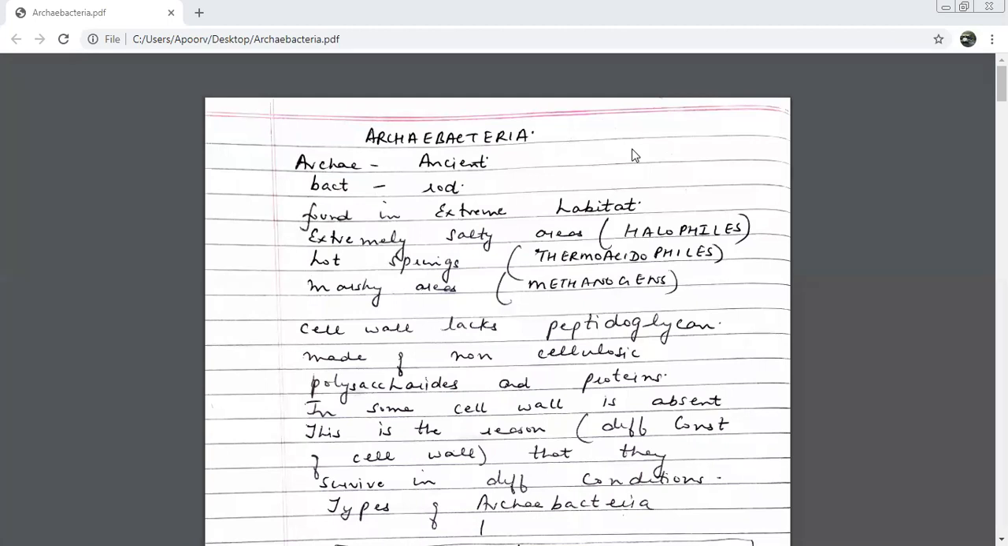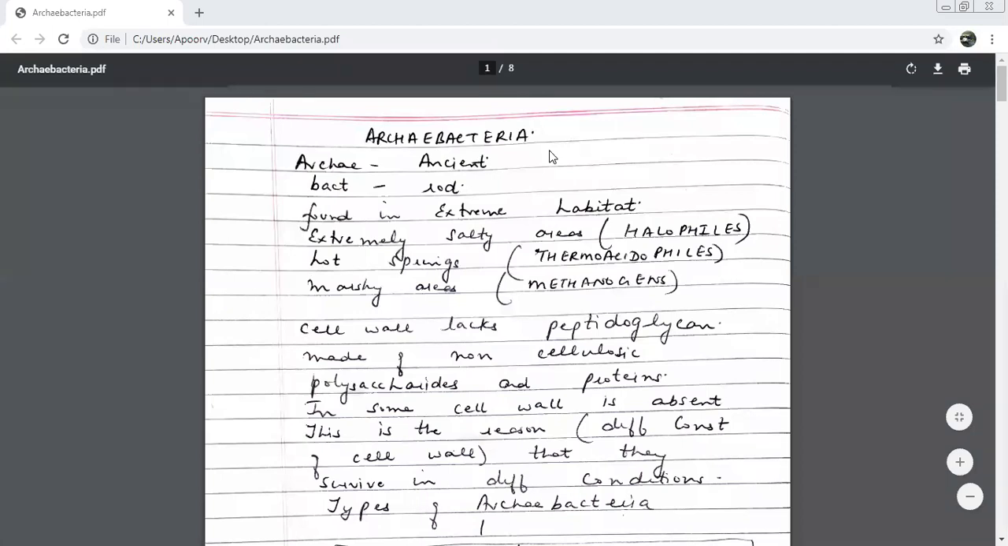If you remember, we had started with two main categories of bacteria. Can you name them very quickly? Primitive bacteria and modern bacteria. What were their names? Archaebacteria and eubacteria. So we have done a lot about eubacteria. Very quickly, let us study a bit about archaebacteria.